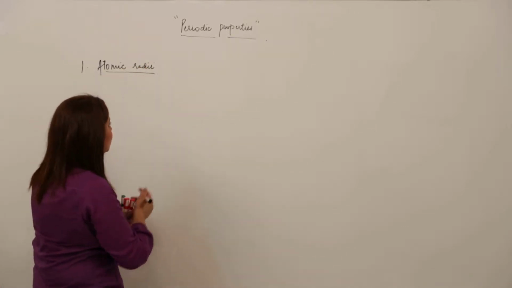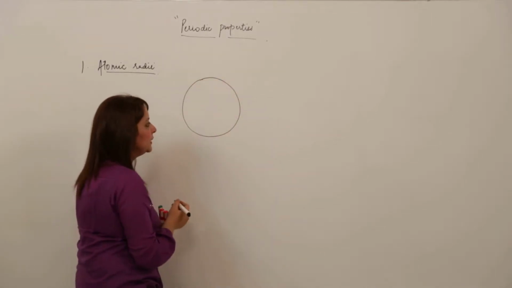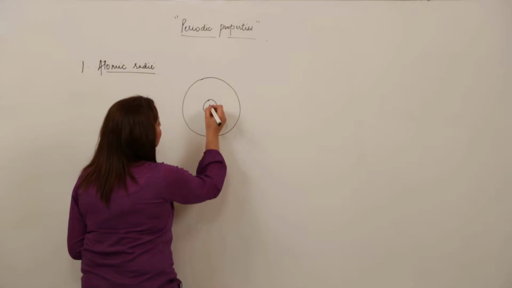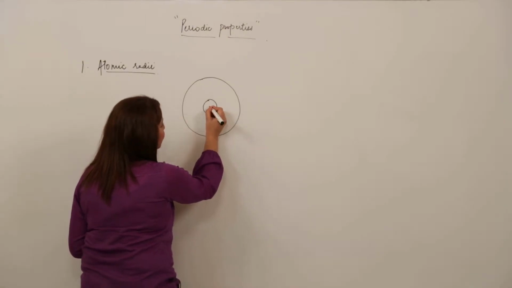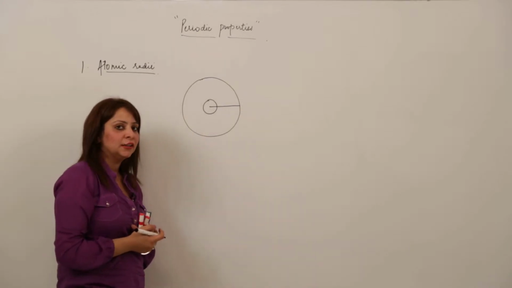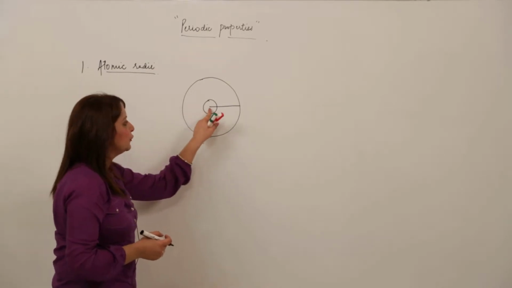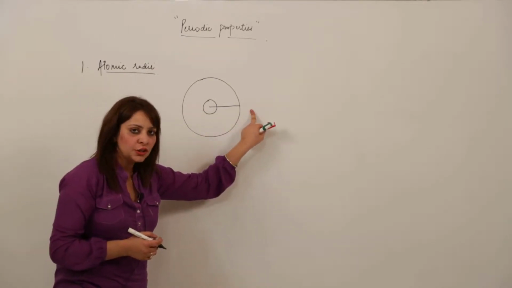Atomic radii actually means, see, we have an atom and we assume that atom to be a sphere. So the distance from the center of the nucleus to the outermost shell is called atomic radii. That means atomic radii is the distance from the center of the nucleus to the outermost shell.